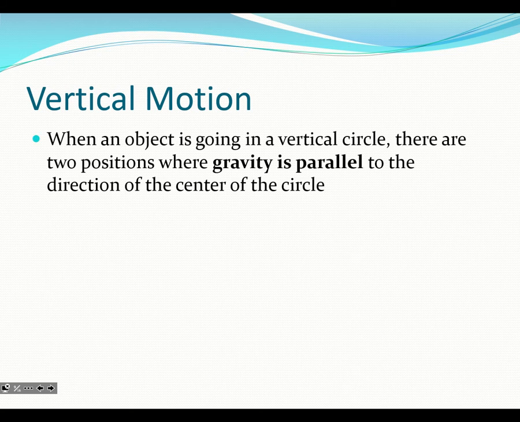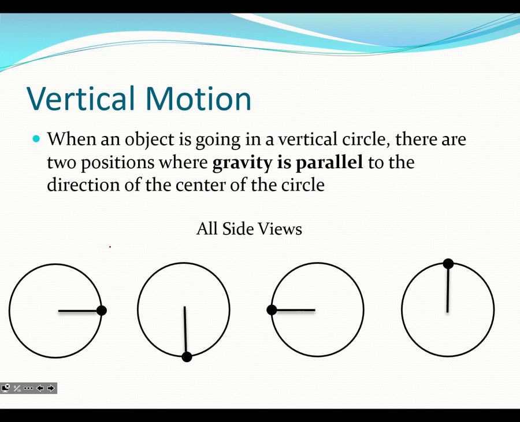Vertical motion. When an object is going in a vertical circle, there are two positions where gravity is parallel to the direction of the center of the circle. So these are a vertical circle. These are all side views, right?